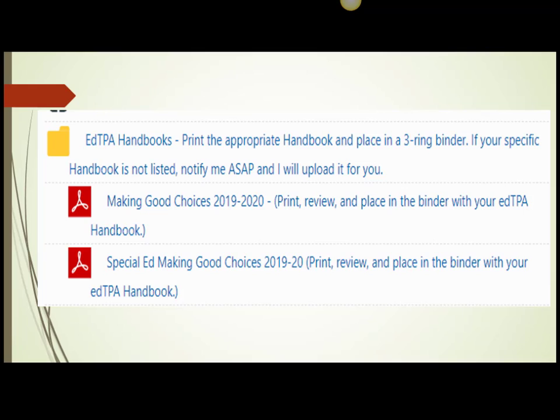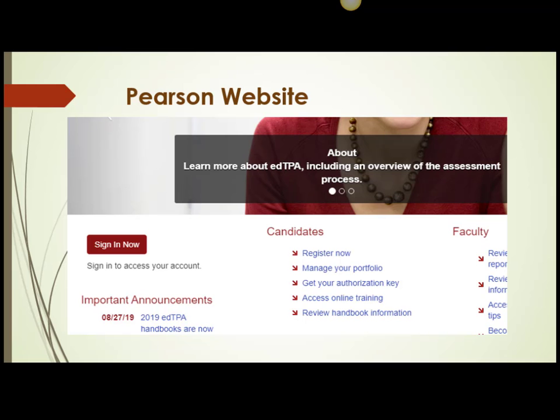Each task is divided into 5 rubrics. And so making good choices takes it apart rubric by rubric and tells you these are some things you want to make sure that you do, things that you have in your EdTPA portfolio.